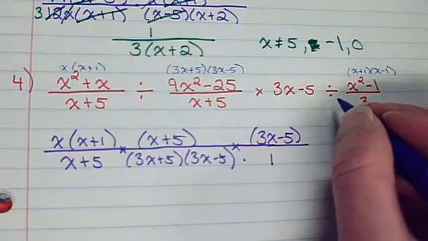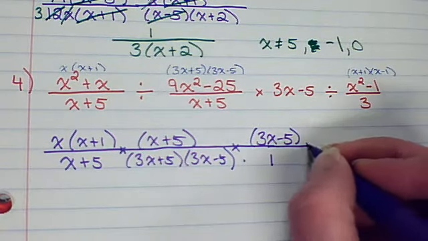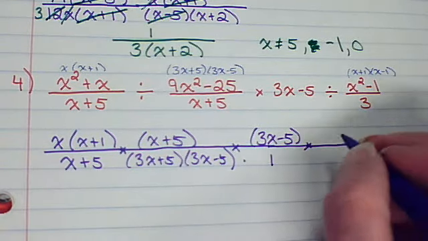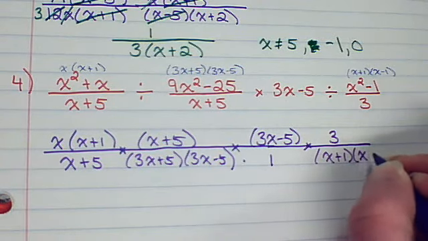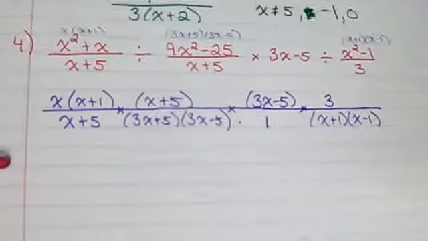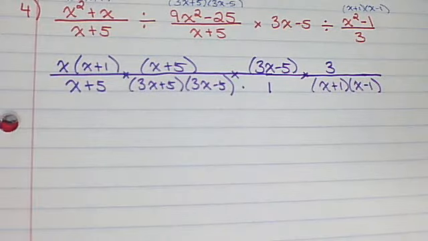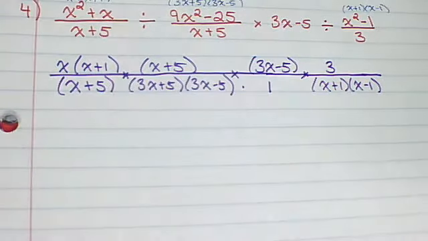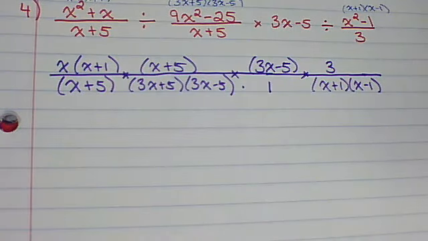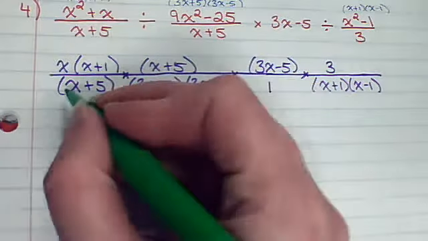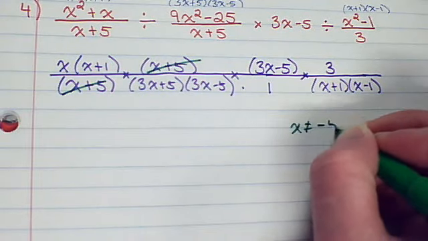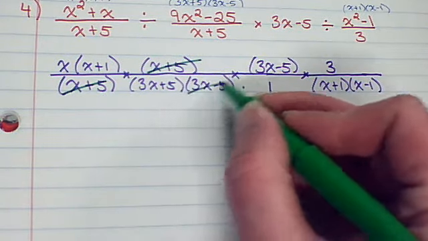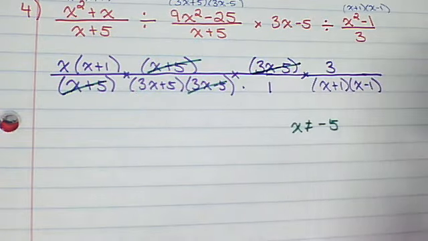And now we're dividing by this fraction. So I need to multiply by the reciprocal, which would be 3 over x plus 1, x minus 1. All right, now the fun begins. We need to look for, let me put parentheses around that too, any common factors, because those get divided out. So let's look. x plus 5, x plus 5. So x cannot be negative 5. 3x minus 5, 3x minus 5.